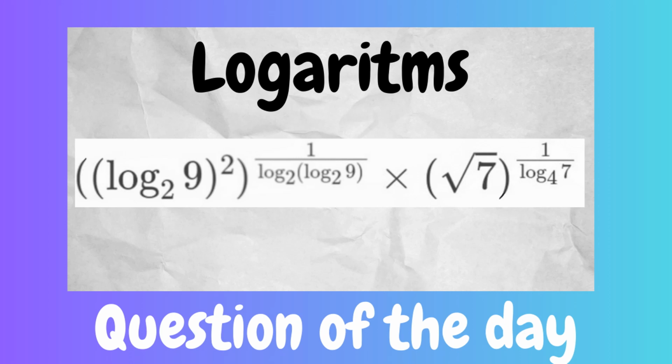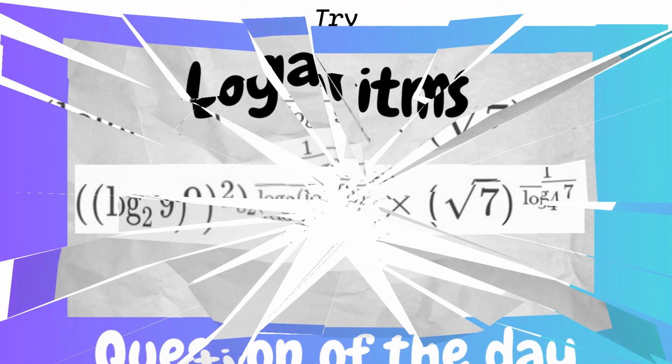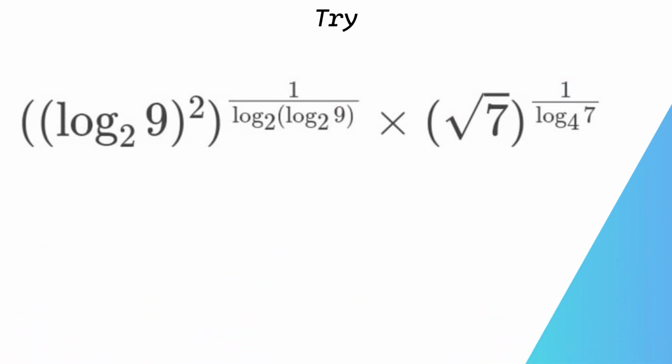Today we are going to solve an amazing math question on logarithms. Without wasting my time, let's take a look at the question. This is the question. You can pause the video to try it on your own and later watch to clarify your answer. So we have log 9 to the base 2 squared multiplying 1 on log 9 to the base 2, or that multiplying root of 7 to the exponent 1 on log 7 to the base 4. This is a nice question. Let's solve it together. But before we do that, I would like us to note a few points.